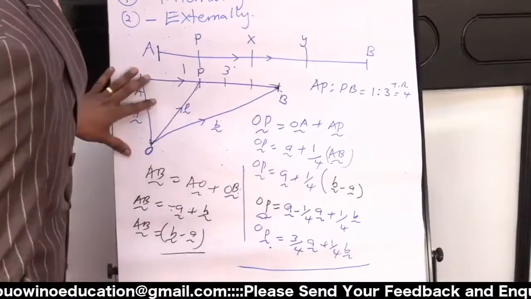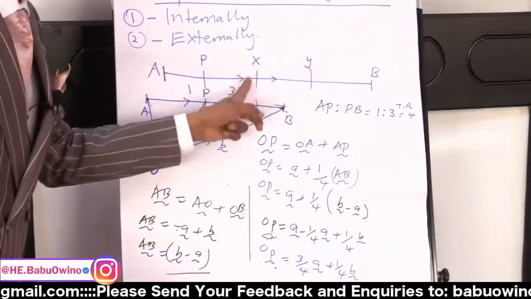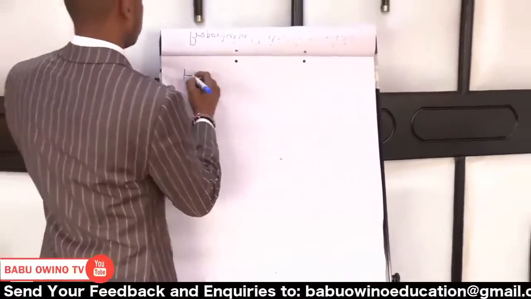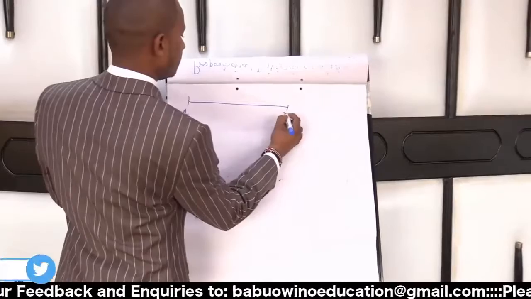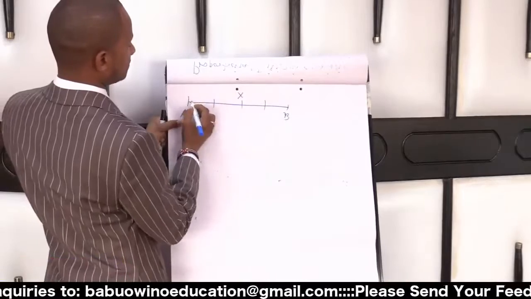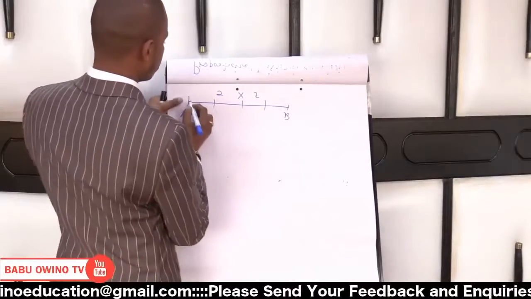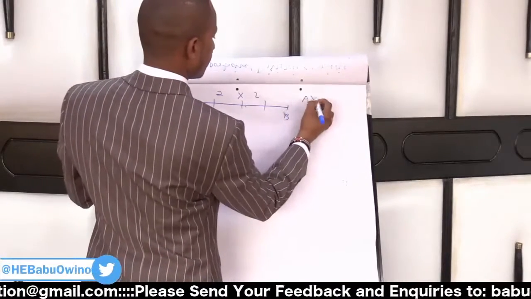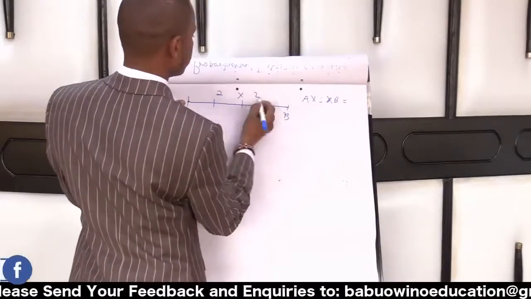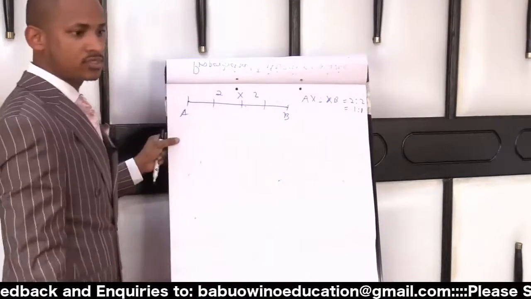So for X, X divides line AB in the ratio of 2 is to 2. We have A and B, subdivided into 4 units, and our X is here. So X divides AB in the ratio of 2 is to 2, which means AX to XB equals 2 is to 2. 2 is to 2 is the same as 1 is to 1 when you simplify the ratios.